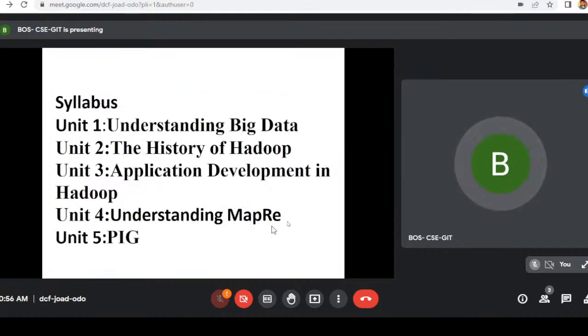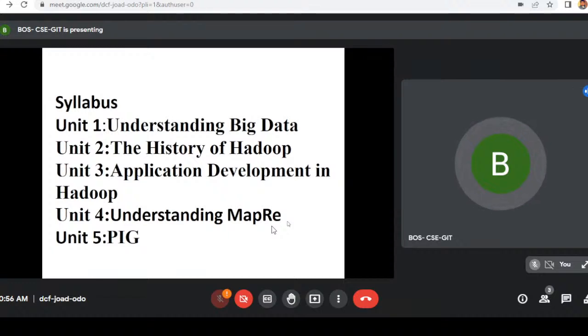Okay, and this is about the syllabus. Unit 1 consists of understanding big data: what is big data, what are the advantages, what are the applications of big data. All these things you will understand in the first unit. In the second unit, you are going to study the history of Hadoop. You should know what this tool called Hadoop is. You will be studying everything about Hadoop in unit 2.